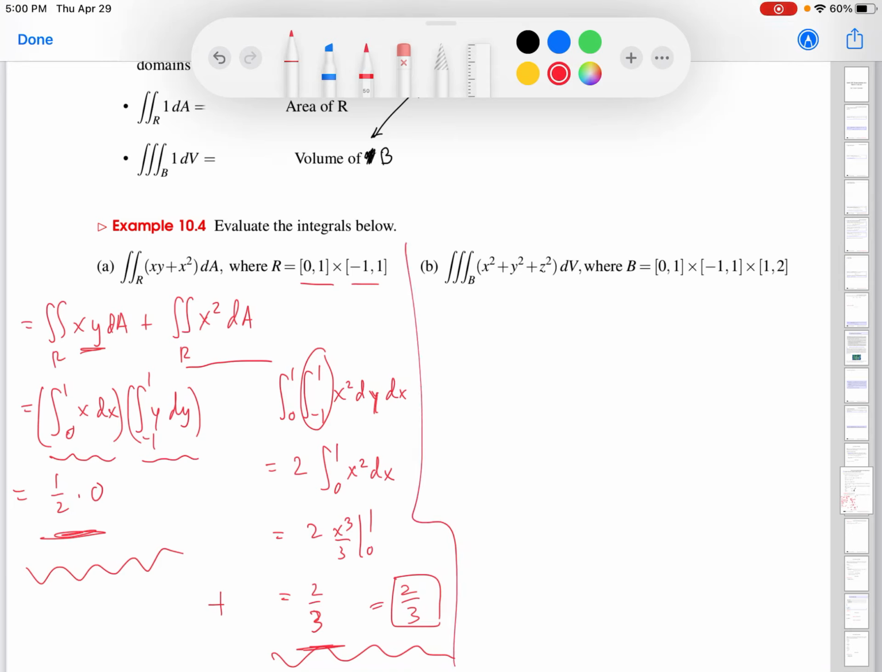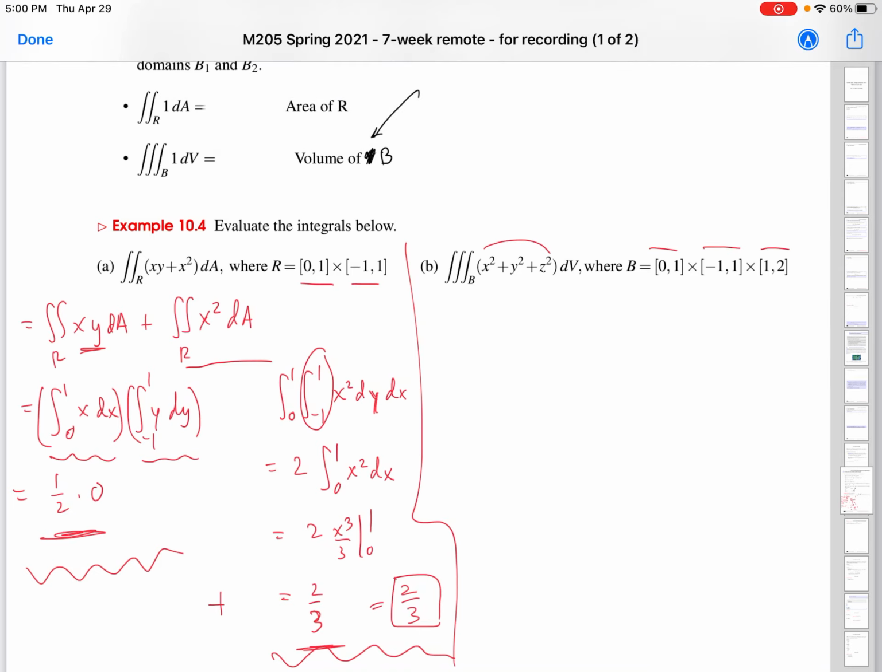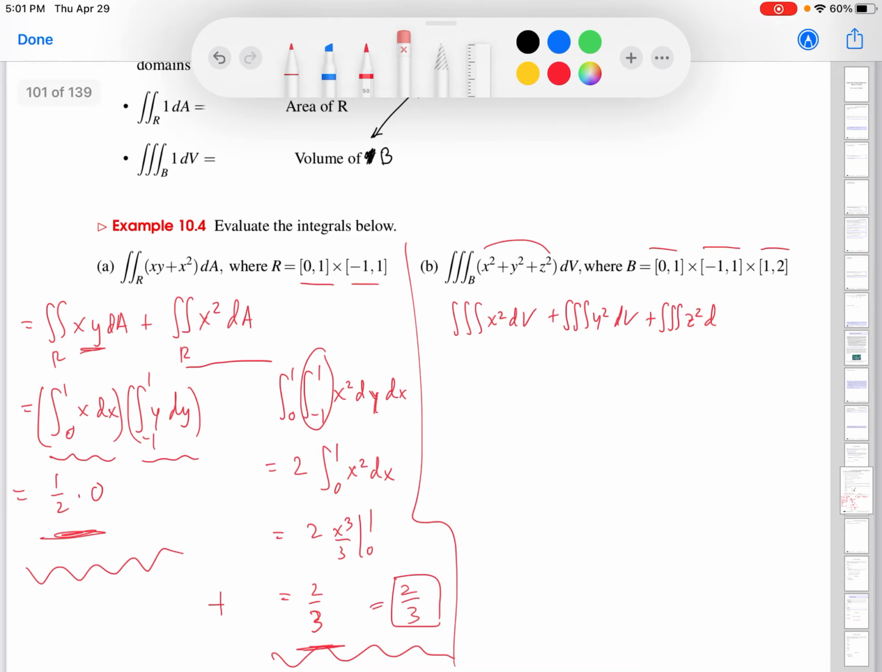This is now a triple integral of this function over this domain. And I'm going to use a little bit of what we were just talking about. So first thing I'm going to do is split this up into the triple integral of x squared plus triple integral of y squared plus triple integral of z squared dv. I put dz there because my brain is anticipating the next thing I want to say, which is, in this first one, there is no y, there is no z. So I can do exactly the same technique that I did over here.